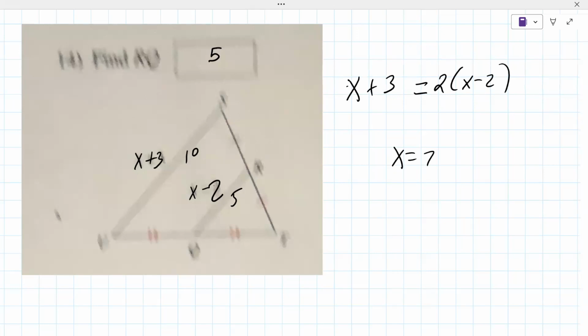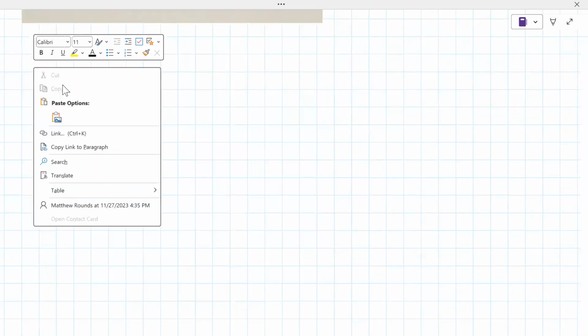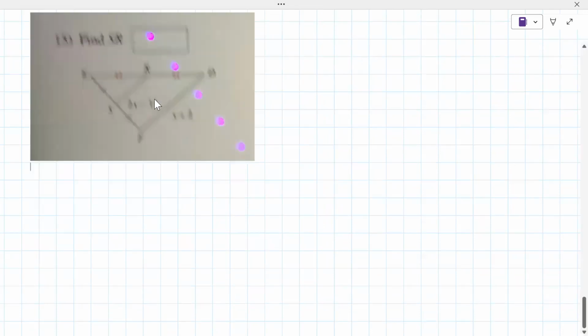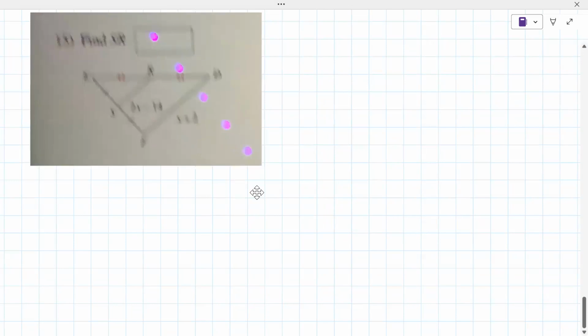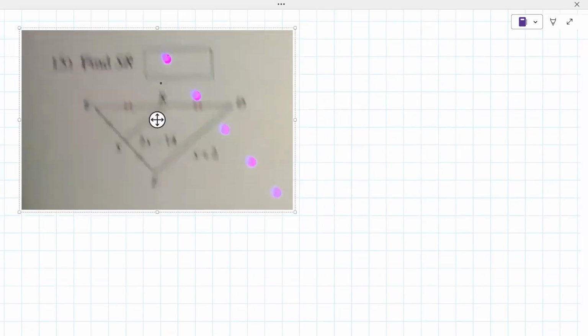All right. The next one also needs a little help, probably. Just making sure I know what the segments are. All right. So could you just help me out here? What is this 14? Yes, or it's 2x minus 14. 14.